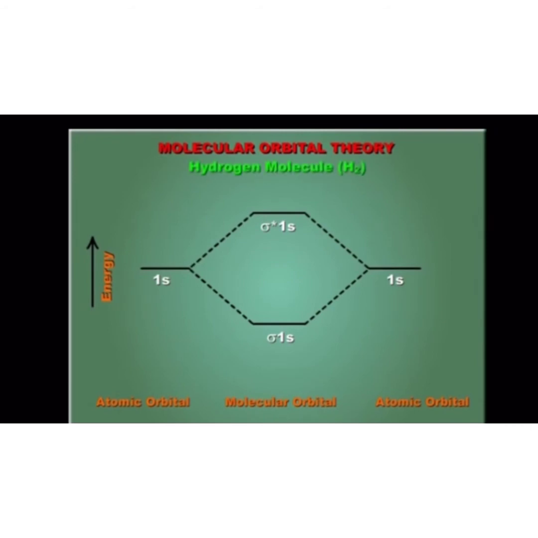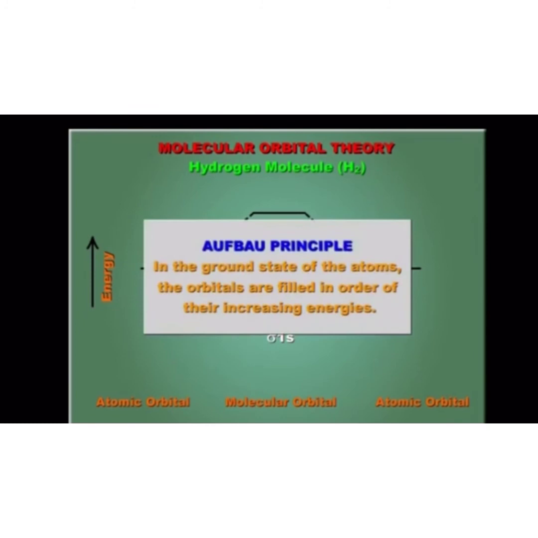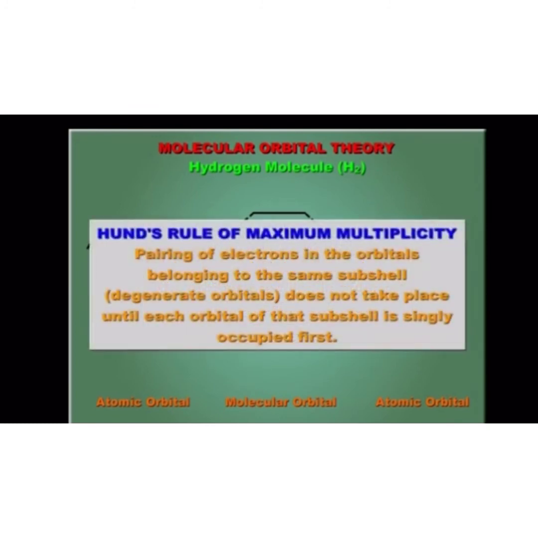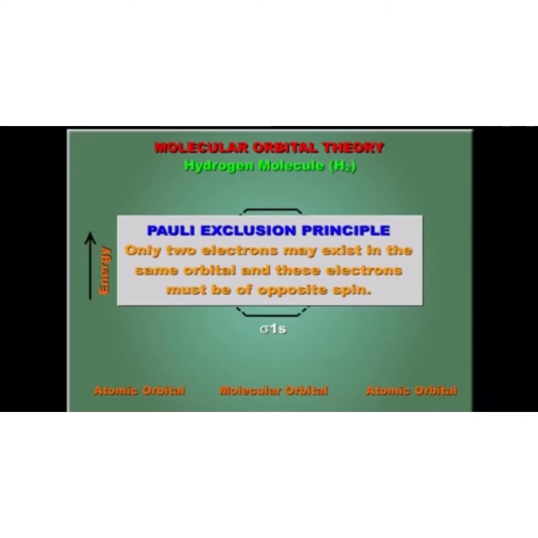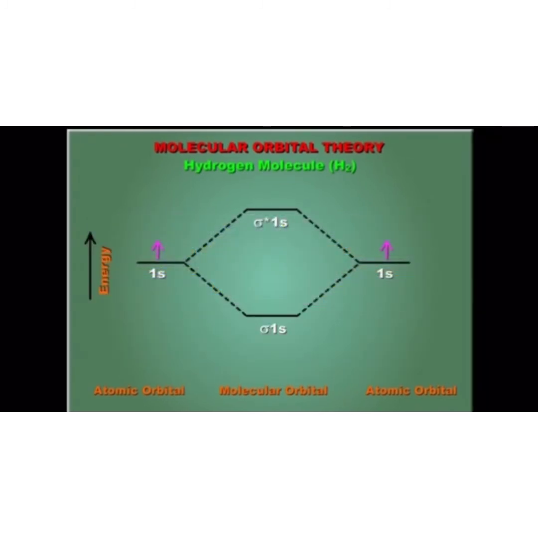For hydrogen molecule, the 2 electrons are here before bond formation. The filling up of molecular orbitals follows the same rules as the filling up of atomic orbitals, like the Aufbau principle, where the lowest energy orbitals are filled up first, and Hund's rule, where degenerate orbitals having the same energy pair up only after each one of the orbitals is singly occupied, and paired electrons should be of opposite spin. So the electrons in hydrogen molecule fill up like this.